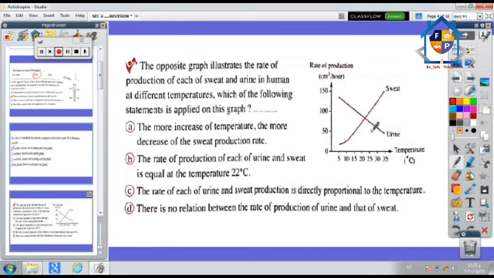And at this point, the amount of sweat and the amount of urine is equal. So the rate of production of each of the urine and the sweat is equal at temperature 22.